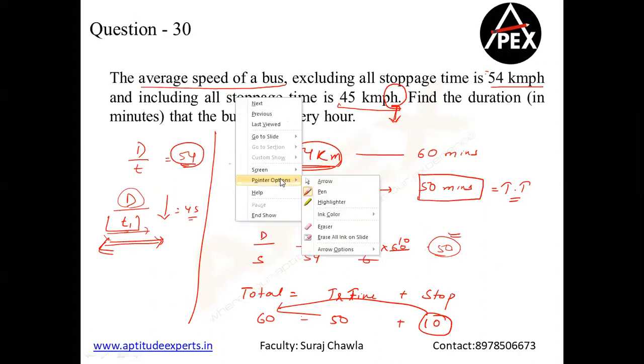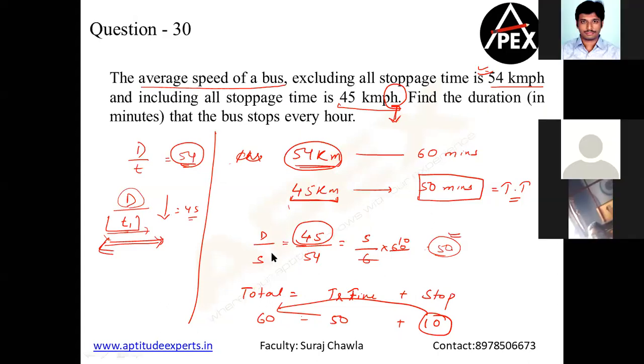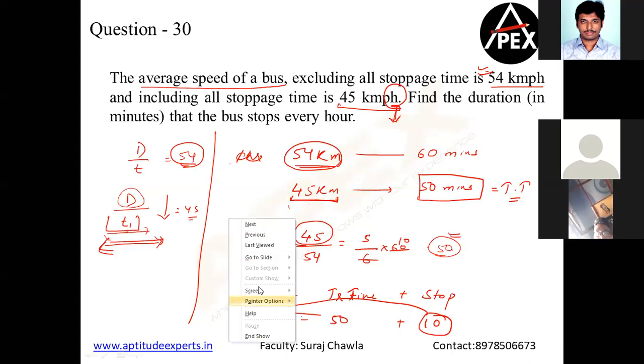And I repeat, somebody is asking, so how is it 45 by 54? I repeat, to cover 45 kilometers at the earlier speed, at 54 speed, the time taken will be 45 by 54. Please appreciate the speed of the bus is not changing. The average speed is reducing.